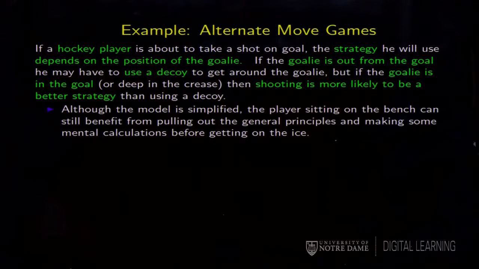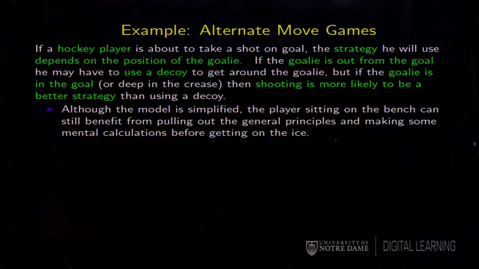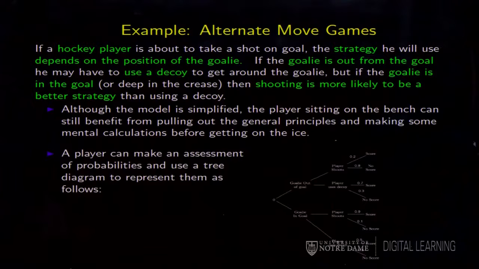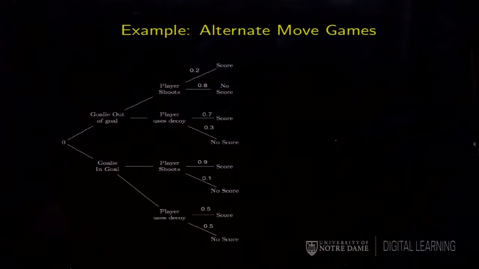Although this model is simplified, I think the player sitting on the bench can still benefit from pulling out the general principles here and making some mental calculations before they get on the ice. So a player can make an assessment of basic probabilities and perhaps mentally use a tree diagram to represent all possible outcomes.